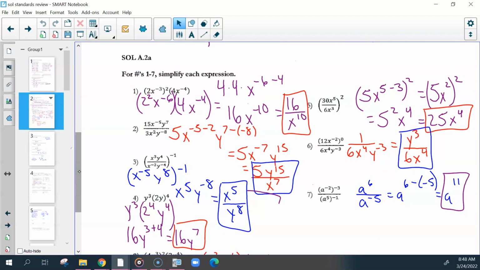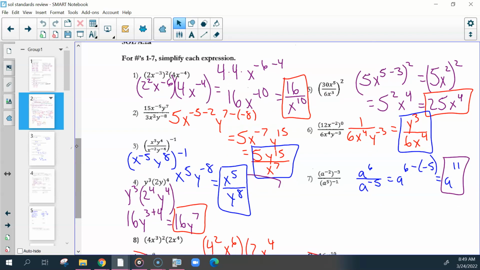On SOL A2, I'm going to run through the answers. Let me know if you have questions. And then for 2B and 2C, I'm going to show you how you would do this in Desmos, as we haven't talked about these things yet. All right, number 1, 16 over x to the 10th.